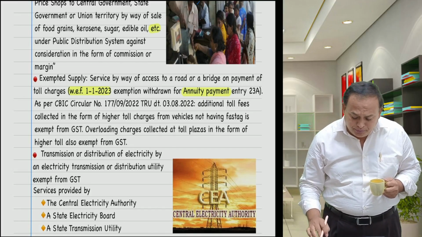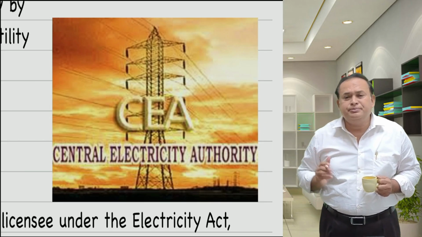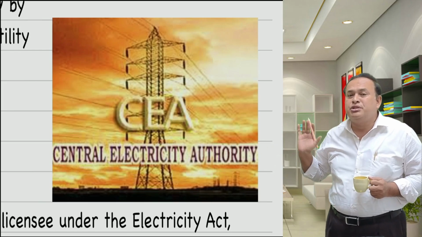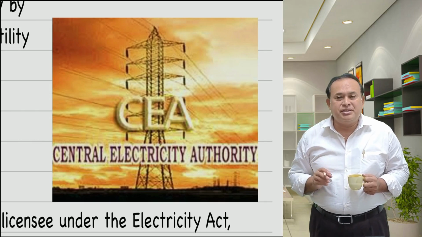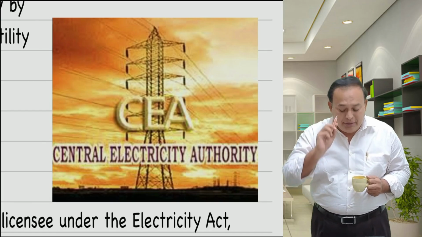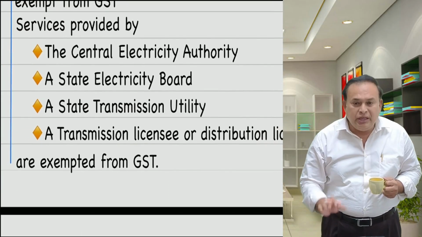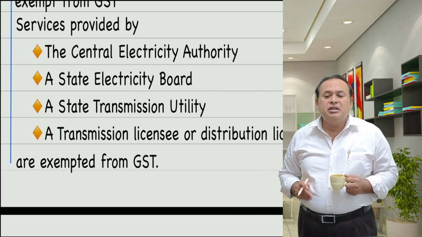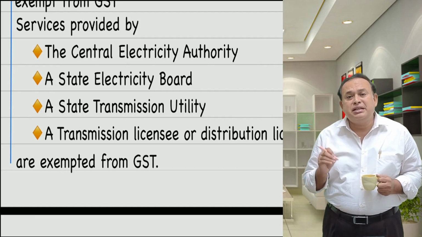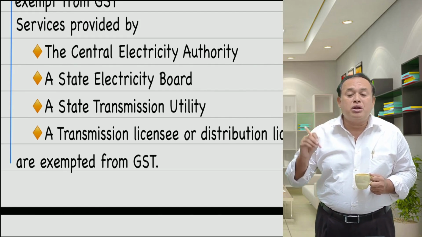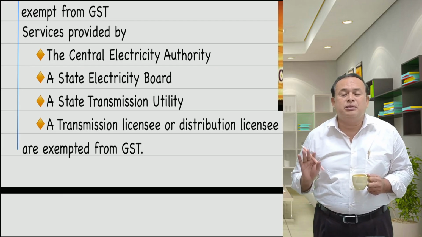Further presenting in front of you, distribution of electricity, whether for commercial purpose or for residential purpose, as the case may be. Supply of services of distribution of electricity is exempted, provided it is supplied only by this nature of authorities: the Central Electricity Authority, a State Electricity Board, a State Transmission Utility, a Transmission Licensee, or a Distribution Licensee. Only exempted if they provide.